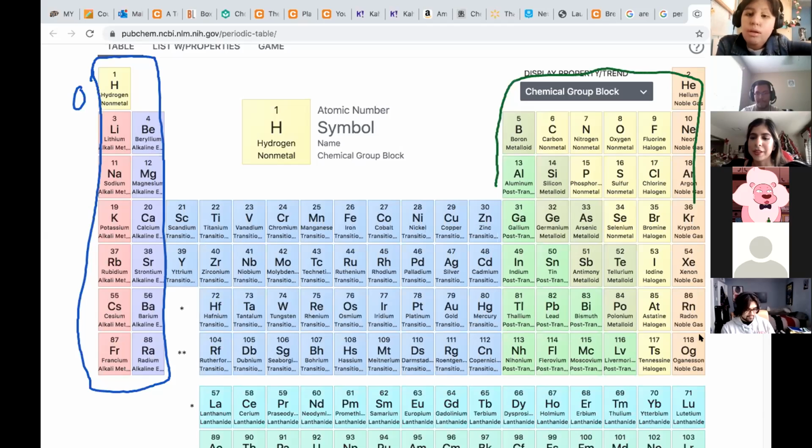And then let me do it a different color. This is so hard. I'm not an arts major, clearly.